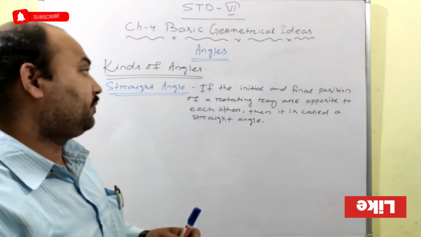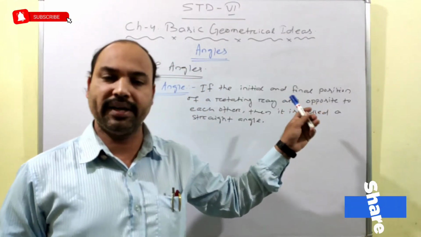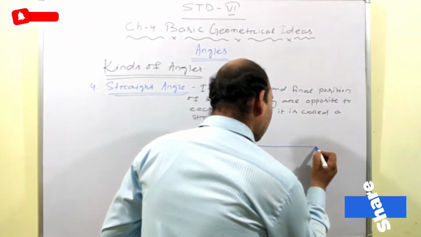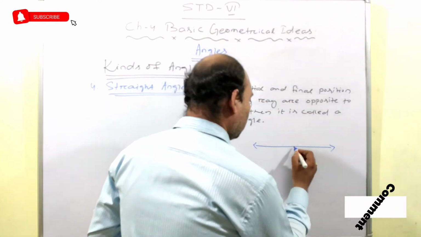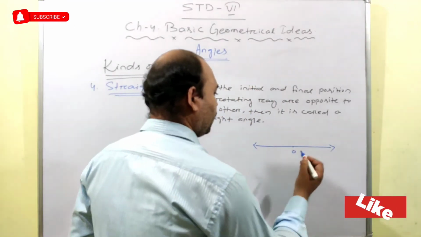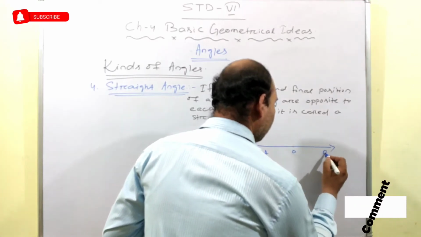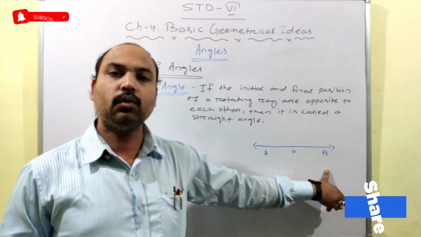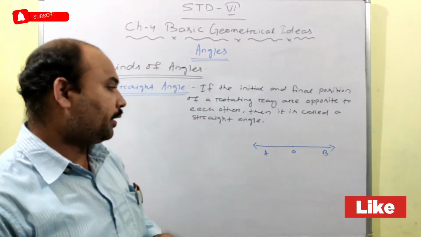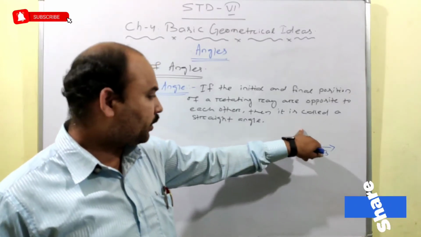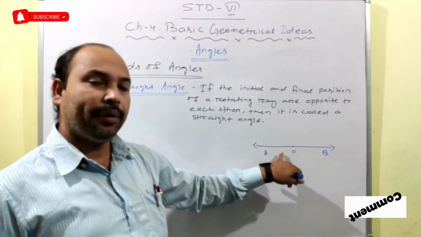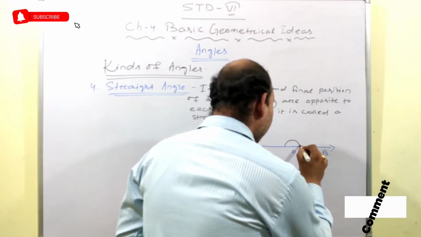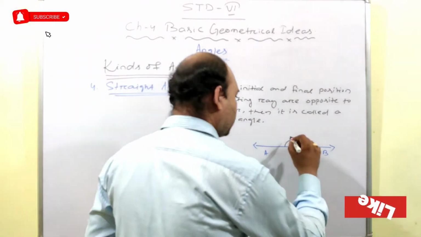Okay. So if the initial and final position of a rotating ray, it means what? See, suppose here is the point O, and it is A and B. So OA and OB are two rays. Suppose the ray starts from OB and it is rotated to A. Then what measurement is formed at the point O? It is known as your 180 degrees or straight angle. Here you got the straight angle.